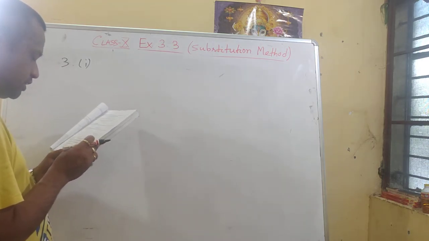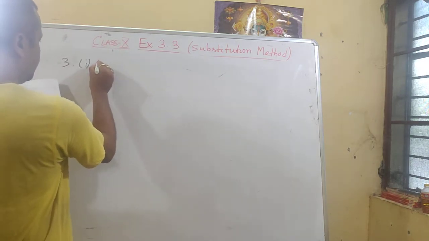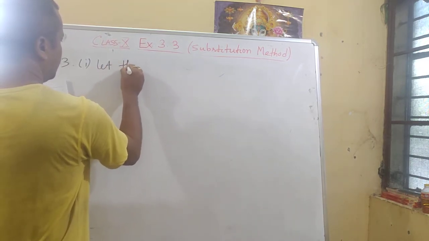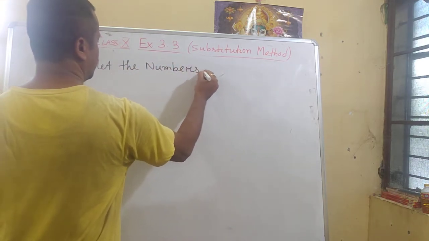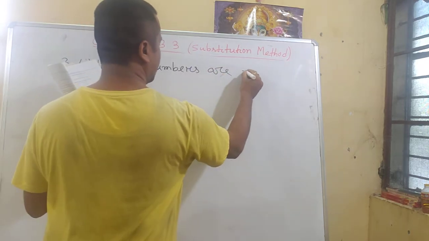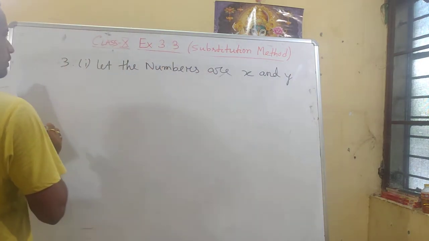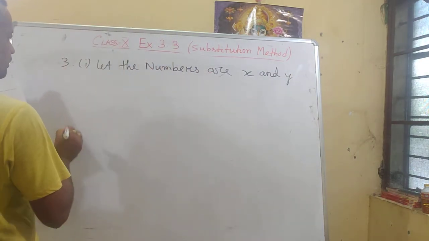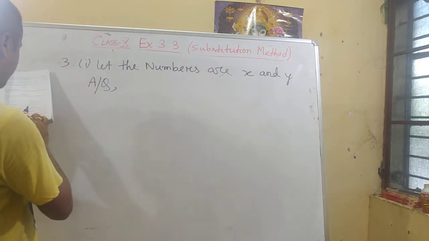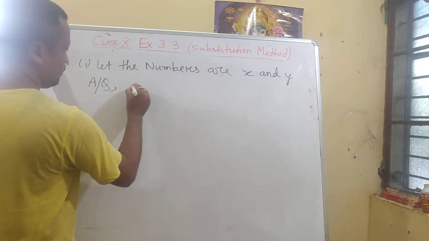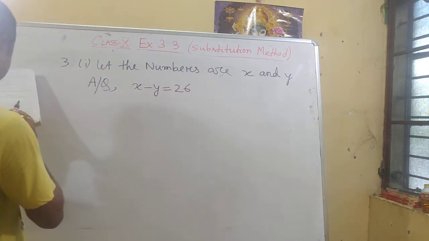The difference between two numbers is 26 and one number is thrice the other. Find them. So there are two numbers. Let the numbers be x and y. According to the question, the difference between two numbers is 26, so x minus y is equal to 26.